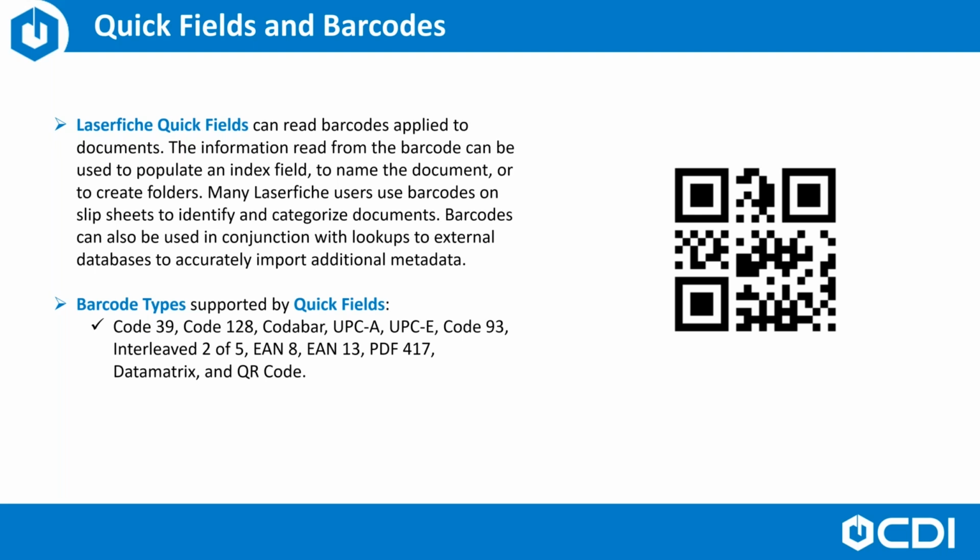But it can do a lot more because barcodes contain information that we can read. We can then also do lookups like we would with the other lookup features in Laserfiche Quick Fields, where we do pattern matching, as I discussed before. But through barcodes, when we extract whatever is contained in that barcode, we can also use that to do lookups into those external data sources and import additional metadata into Laserfiche.